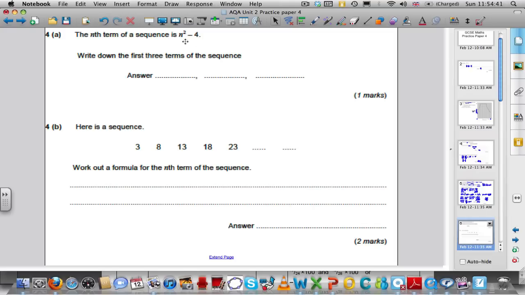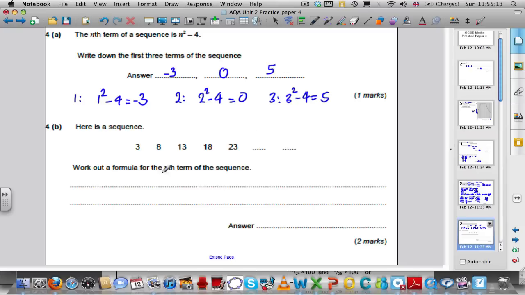Question 4. The nth term of a sequence is this. Work out the first three terms. So the first term must be 1 squared subtract 4. 1 squared is 1, subtract 4 is -3. So the first one's -3. The second term is 2 squared subtract 4. 2 squared is 4. 4 take away 4 is 0. So the next one's 0. And the third term is 3 squared subtract 4. 3 squared is 9. 9 take away 4 is 5. So they are the first three terms.